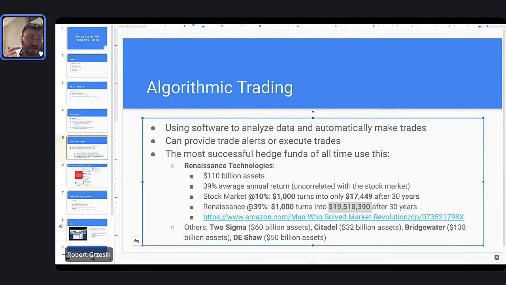To give you an idea, one of the best investors in the world, Warren Buffett, only made about 20% a year. So Renaissance is doing about double the returns of Warren Buffett, right? Just to give you an idea of how profitable some of these algorithmic trading strategies can be, right?